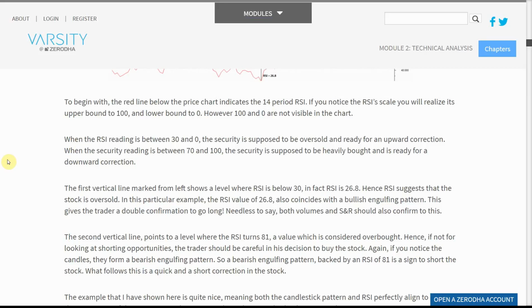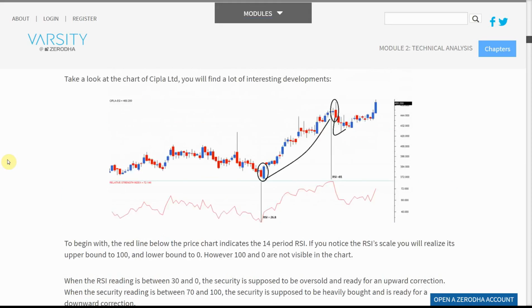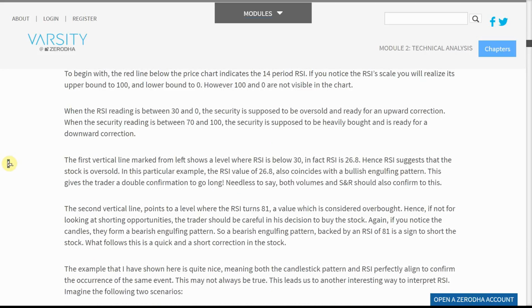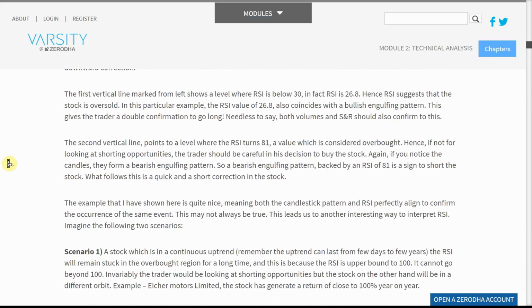The first vertical line marked from left shows a level where RSI is below 30. In fact, RSI is 26.8. Hence, RSI suggests that the stock is oversold. In this particular example, the RSI value of 26.8 also coincides with a bullish engulfing pattern. This gives the trader a double confirmation to go long. Needless to say, both volumes and S&R should also confirm this.